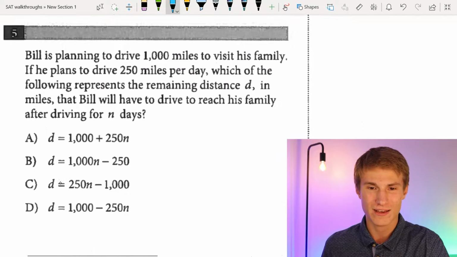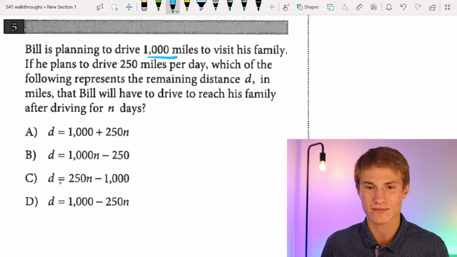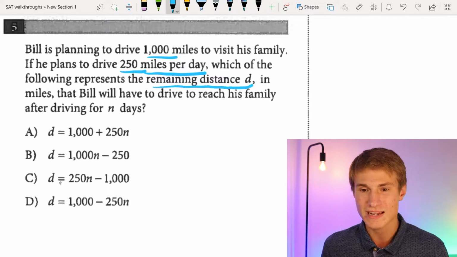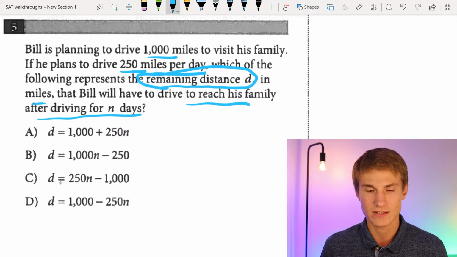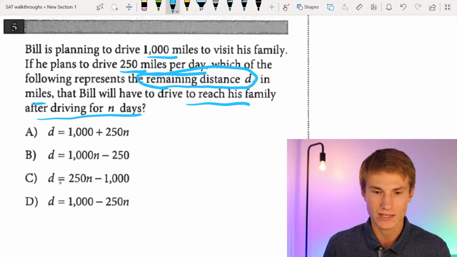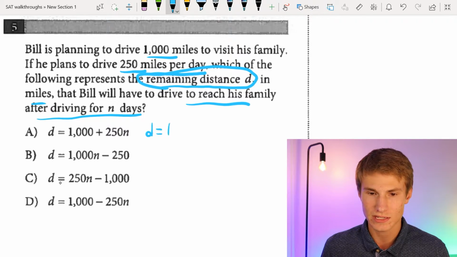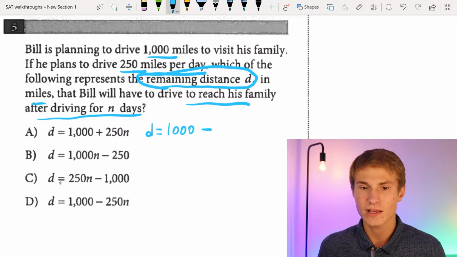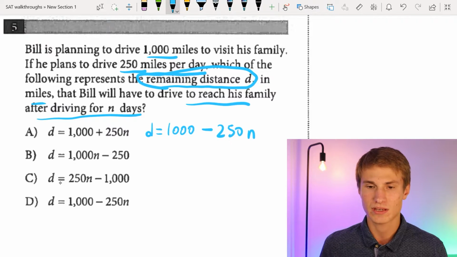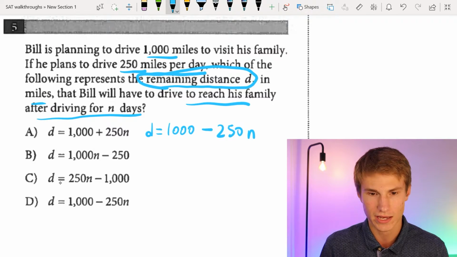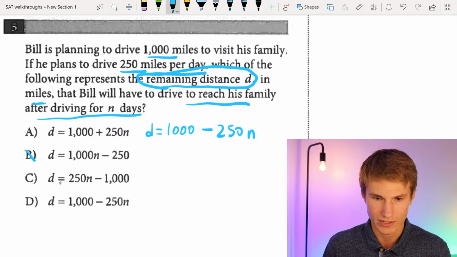All right, moving on to number 5. It says Bill is planning to drive 1,000 miles to visit his family. If he plans to drive 250 miles per day, which of the following represents the remaining distance, D, keep in mind it's remaining distance, in miles that Bill has to drive to reach his family after driving for N days? Well, we know before he starts driving at all, he has 1,000. Okay, so we'll have D equals 1,000 to start. Then the amount that he has remaining to travel will be that minus 250 times N days because he's traveling that 250 miles each day. So our answer here is going to be answer choice D.